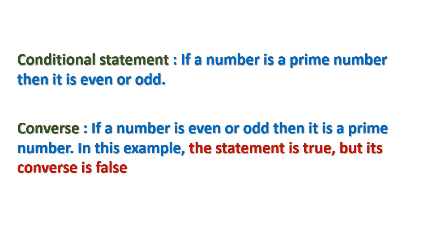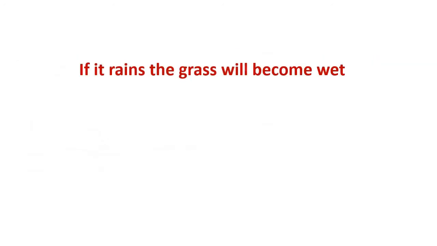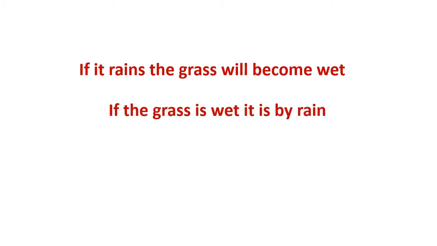The first statement, the conditional statement given, was true, but its converse is false. That means all even and odd numbers are not prime numbers. Again, this kind of situation will be used to prove something by stating something contrary. This is a very important methodology adopted in geometry in order to go further.